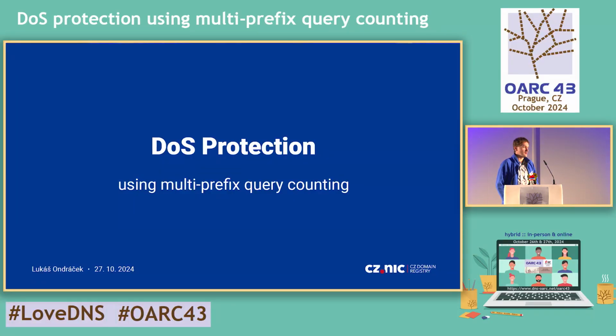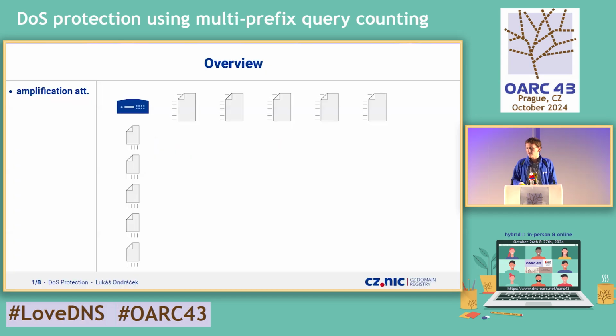Hello, I'm Lukáš Ondráček. I'm working at CZ.NIC on the Knot Resolver, and I will talk about our protection against denial of service attacks. We focus on two types of attacks.